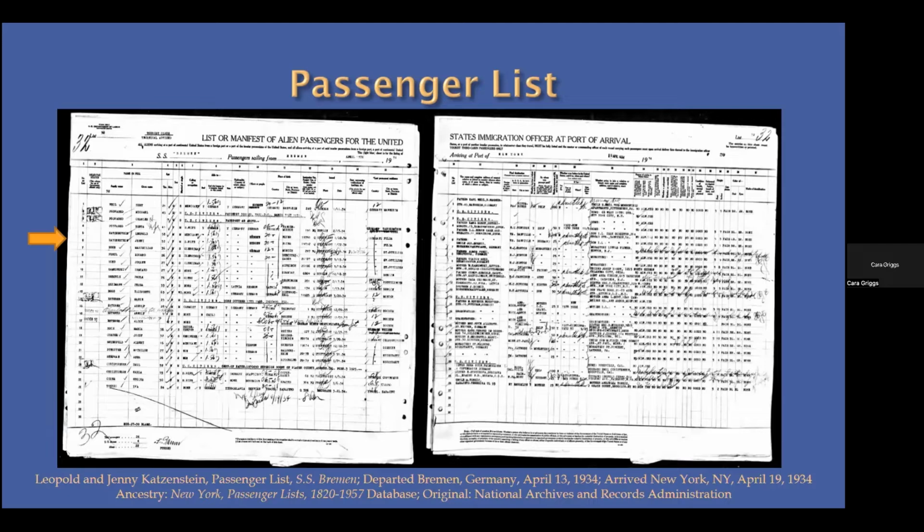Their ages are 58 and 52 years. Leopold was a merchant and Jenny was a housewife. They are able to read and write in German. Their nationality was German, their race was Hebrew, and they were born in Rena, Germany. It also gives their visa numbers and notes that they were issued in Stuttgart on January 22nd, 1934. Their last permanent residence was Fulda, Germany.